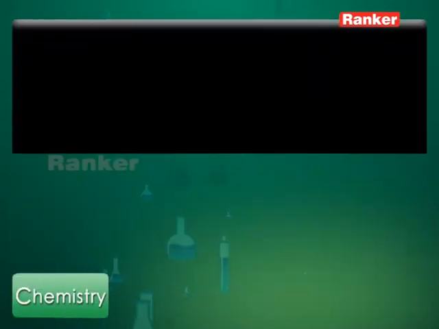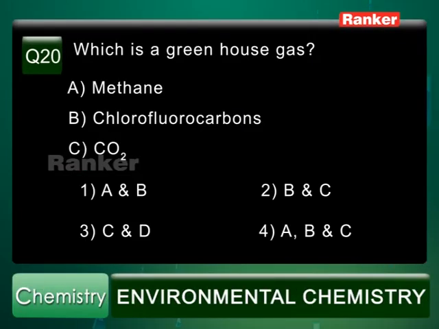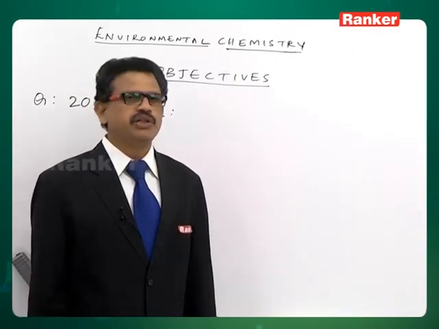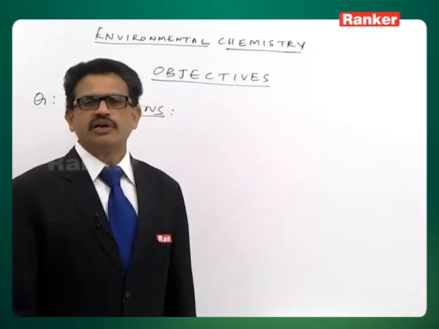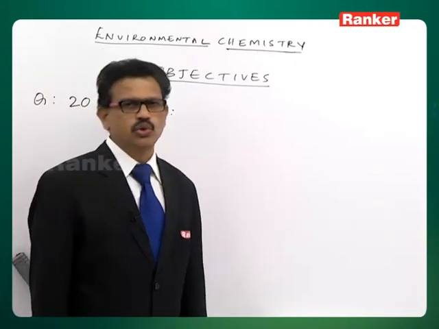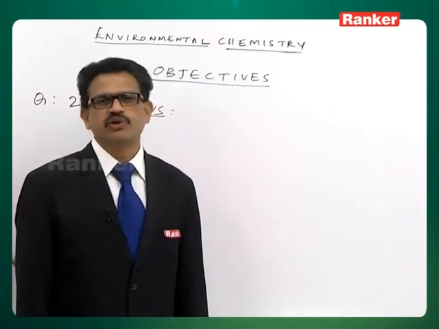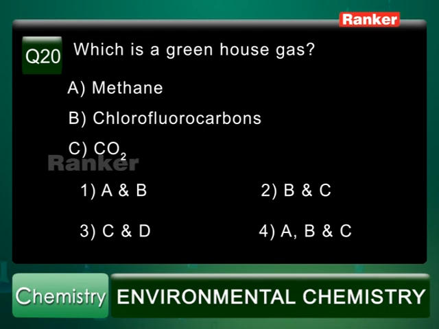Question number 20. Which is a greenhouse gas? Option A, methane, B, chlorofluorocarbons, C, carbon dioxide. They proposed combined answers. Option 1 A and B, option 2 B and C, option 3 C and D, option 4 A, B and C. What are greenhouse gases? Methane is a greenhouse gas, yes. Chlorofluorocarbons are greenhouse gases, definitely, and carbon dioxide is also a greenhouse gas. Therefore we can go for answer 4, which is A, B and C.